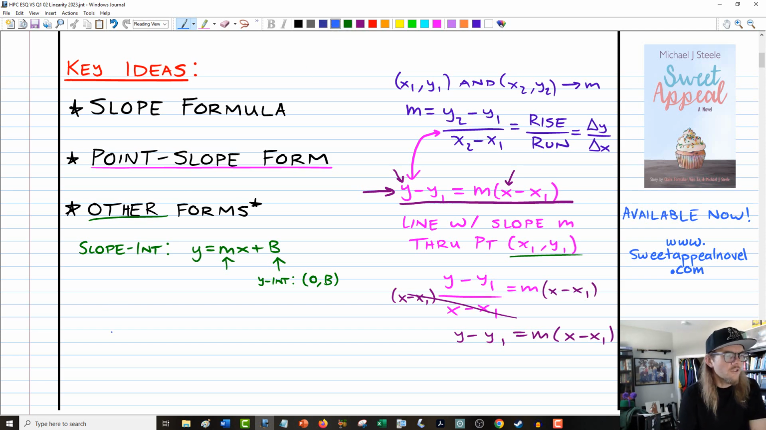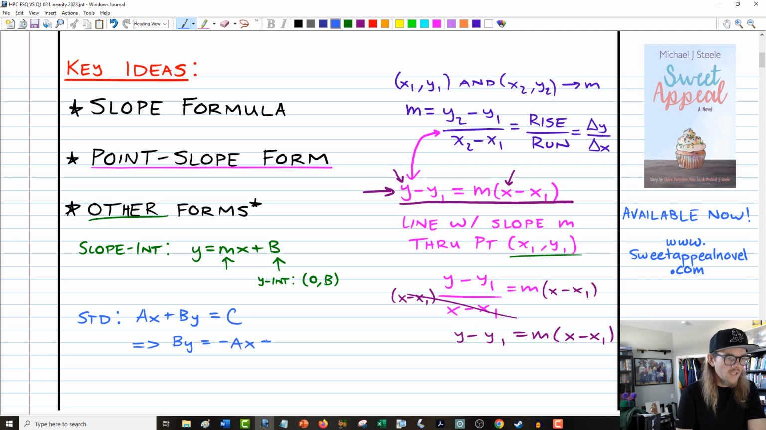The other version, just so that we have it here for completion's sake, is the standard form. And to be fair, I don't see this used all that often beyond where it begins, but the standard form typically fits ax plus by equals some number c. And in a sense, this can be totally transformed into all the other forms by moving stuff around. In fact, I think you can kind of anticipate the algebra here.